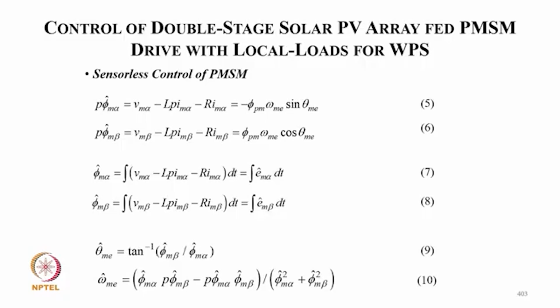So for sensorless control, ψ_PM α equals V_α minus L_s p i_α minus R i_α minus L_s i_β ω_e sin θ, and ψ_PM β equals V_β minus L_s i_β equals ψ_PM ω_e cos θ. So we get ψ_PM as the integration of V minus Ri, that is, the integration of E_α and E_β, and θ equals tan inverse of ψ_β upon ψ_α, and ω_e is the derivative of ψ_α ψ_β divided by ψ_α square plus ψ_β square.